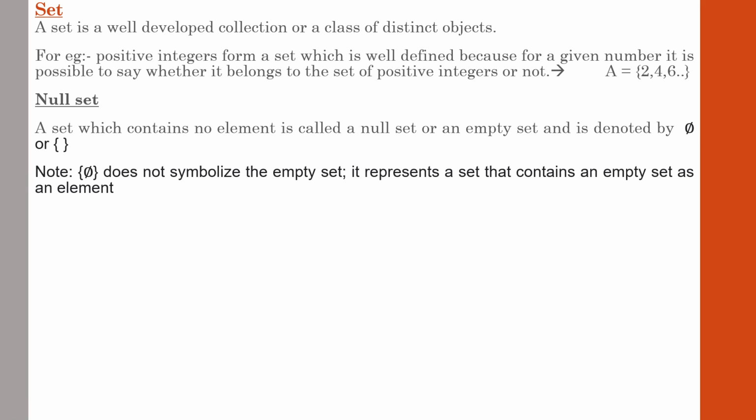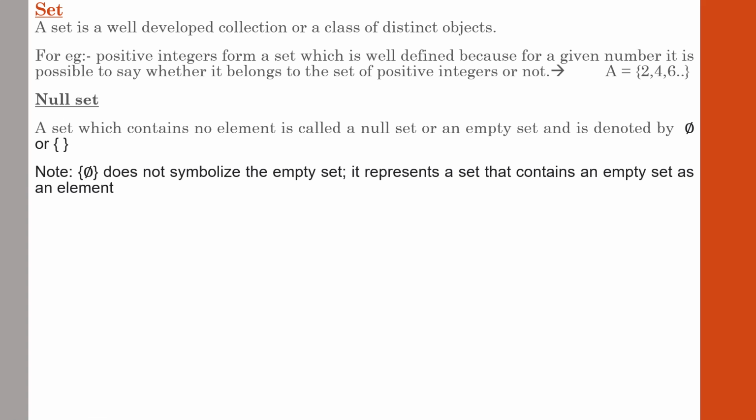Remember, a set containing the empty-set sign does not symbolize an empty set. It represents a set that contains an empty set as an element. Earlier I mentioned that a null set can be represented by this sign or these brackets alone. But if you are facing a question where this sign is given within two brackets, that means it is not a null set. Empty or null doesn't mean like that. It represents a set that contains an empty set. That is the meaning.